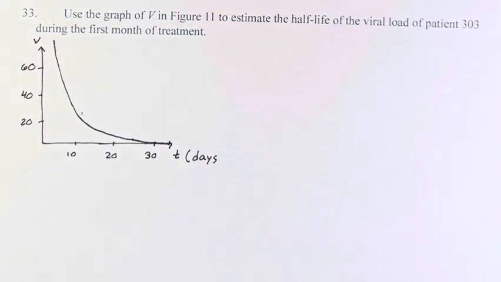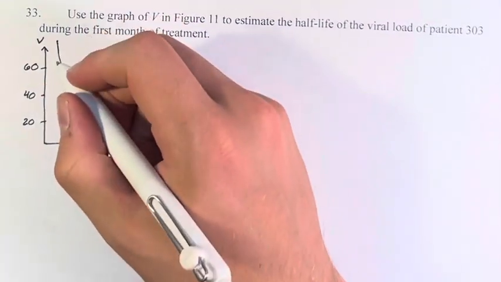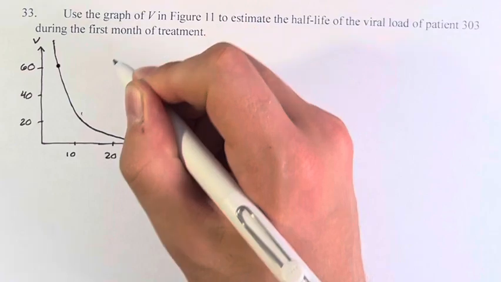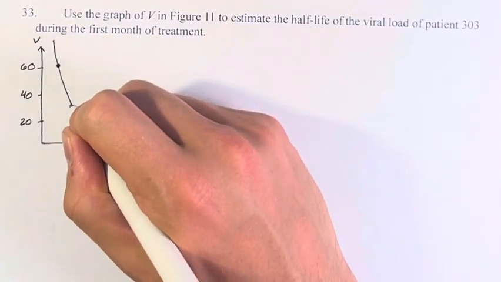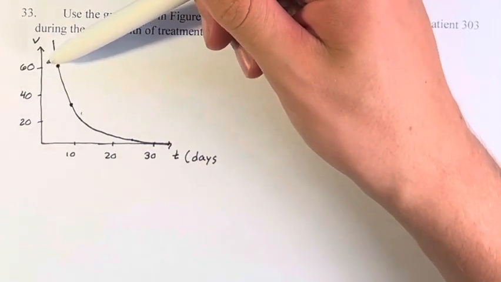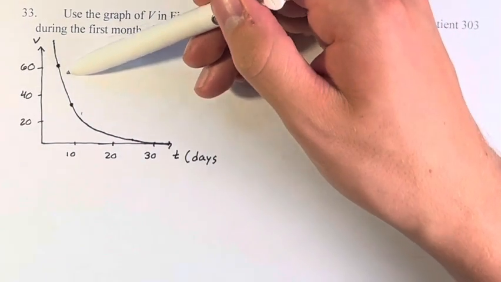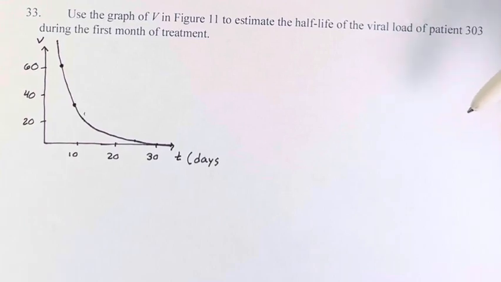So I think the easiest one here is to get 2 points that are pretty far apart on the y-axis. The easiest way to do that is we can do 60, which tracks right here, and 30, halfway between 40 and 20, right here. And the half-life is the distance of time between these 2 points, because this is the period of time in which the viral load is halved.